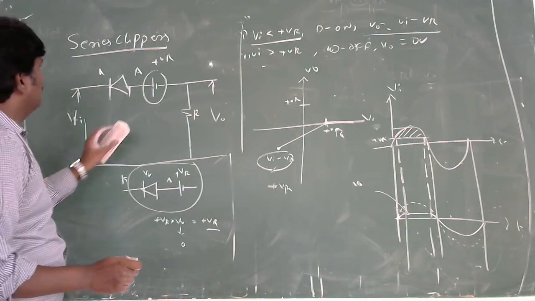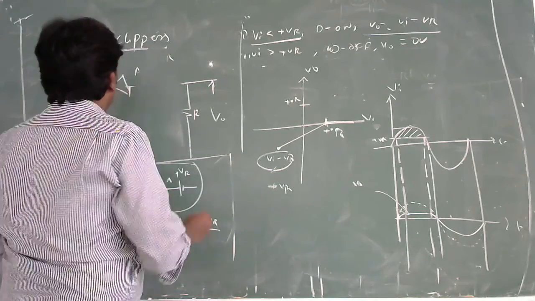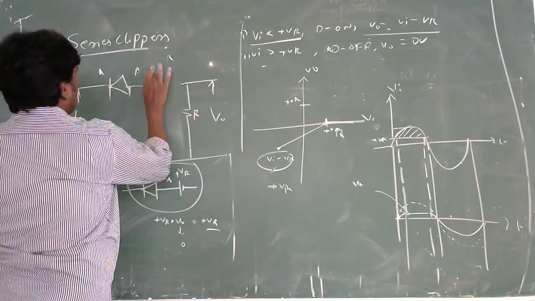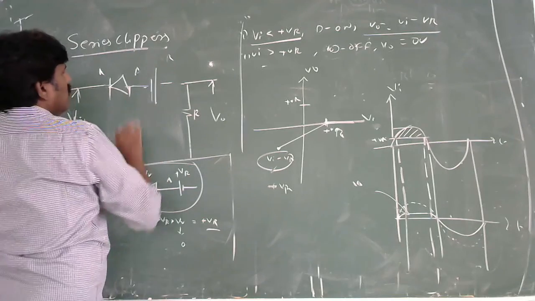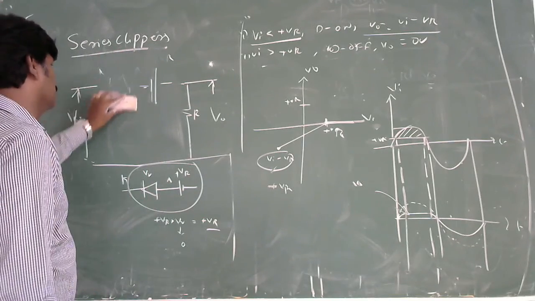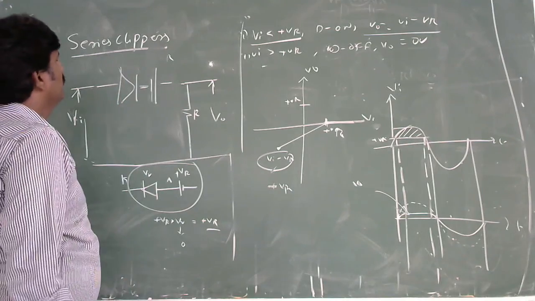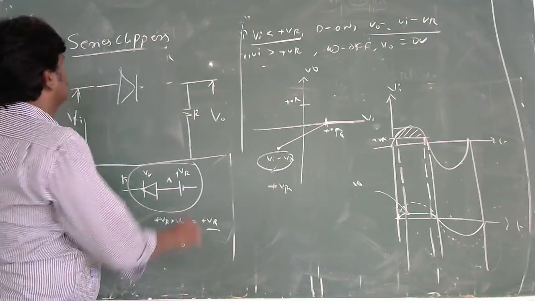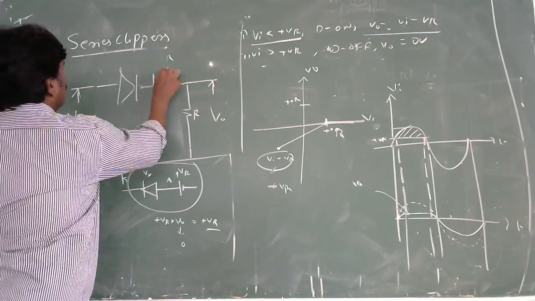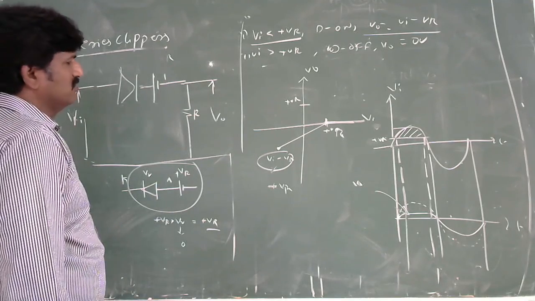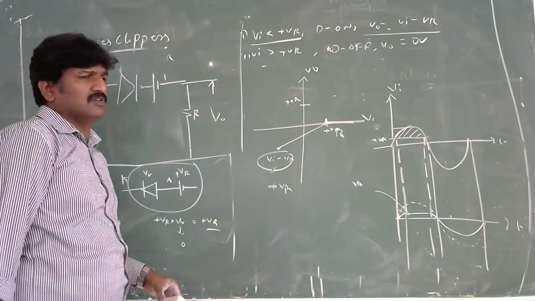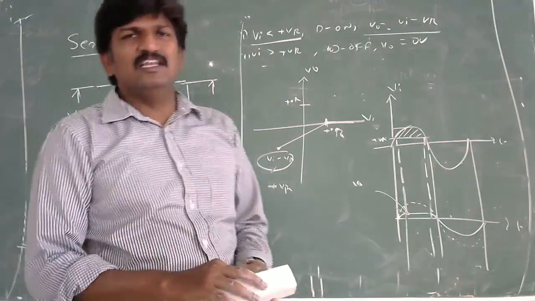You can also connect this reference voltage like this, negative, and the diode is like this. You can also keep the reference voltage like this when you keep the direction of the diode like this. You can practice in many ways. Okay, this is regarding the series clipper.